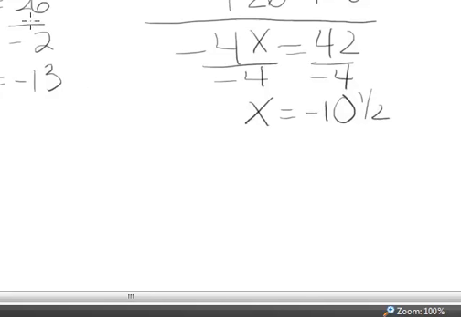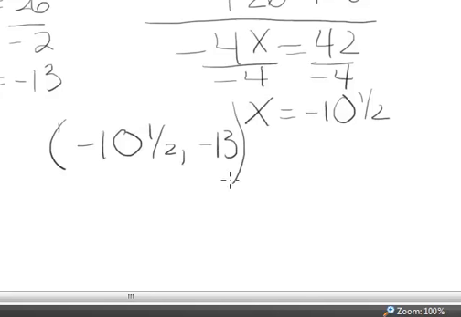Now remember, the answer, or the solution, is the intersection of these two lines, because these are both equations of lines. Therefore, you must write the answer in the form of an ordered pair. Your solution to this system is negative 10.5, negative 13.